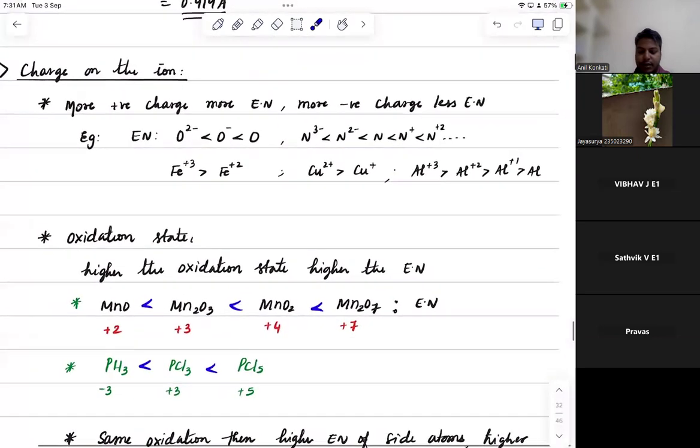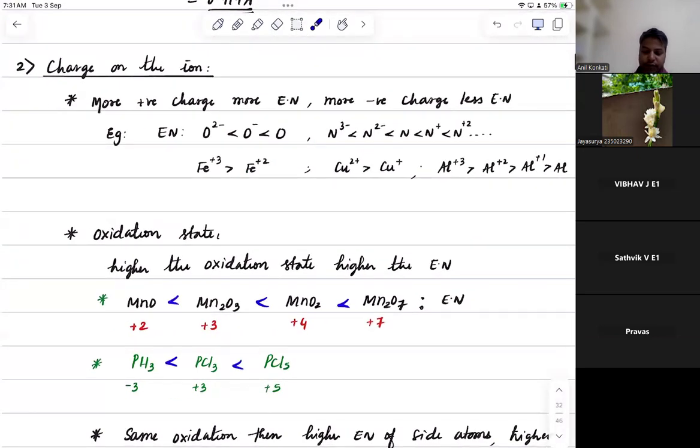Next, charge on the ion. More positive charge means more electronegativity, and more negative charge means less electronegativity. Electronegativity of O is greater than O minus, greater than O2 minus. Similarly, N2 plus is greater than N plus, N minus, and N3 minus. Fe2+ has lesser charge compared to Fe3+, which means Fe3+ has more electronegativity. Cu2+ has more electronegativity than Cu+, and so on.